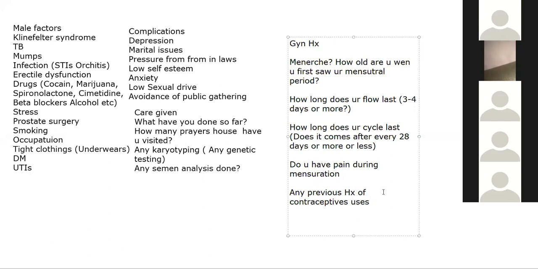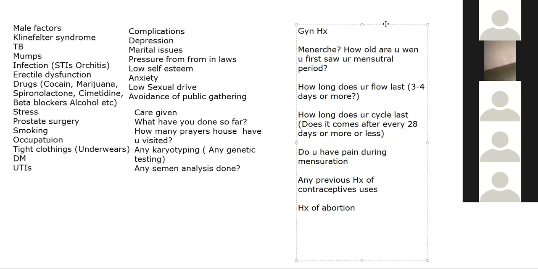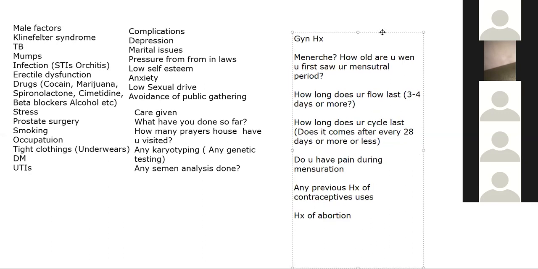So after you asked about menstruation, you asked about any previous history of contraception. You want to ask about any history of abortion done, if the patient has done any abortion before. It's very important to ask for history of abortion done. And after that, you also want to know if the patient has done any Pap smear.